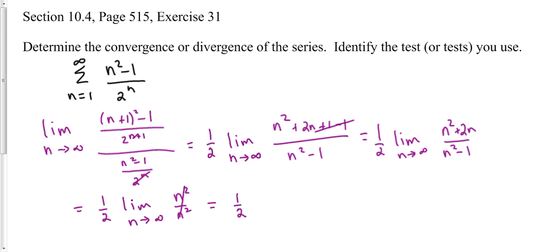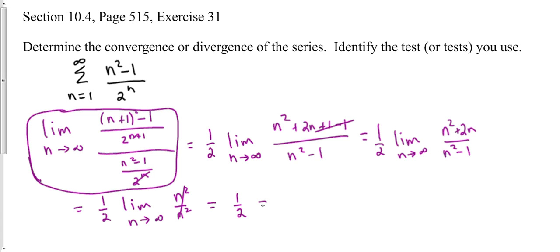Now remember, when I use the ratio test, this term up here, which is the limit as n goes to infinity of the ratio of the n plus 1 order term to the nth order term, that is equal to L. And if L is less than 1, as it is in this situation, that tells me that my series converges.